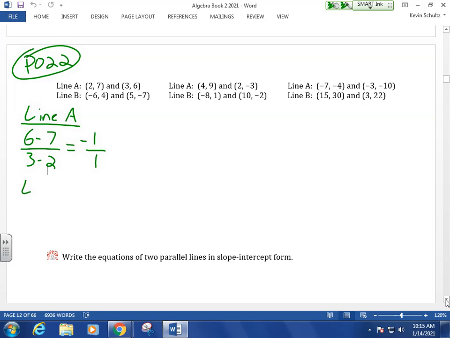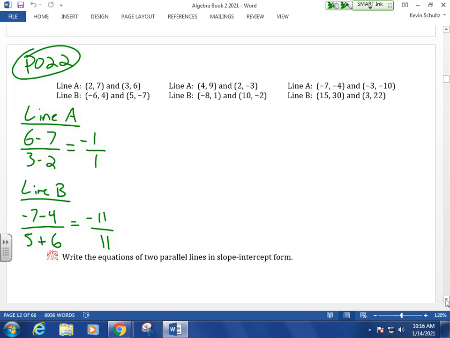Then in line B, we're going to subtract -7 minus 4 and 5 minus -6, or 5 plus 6. And that gives us -11 over 11. And that's all we need, right? All we need to look for here is the slope. Parallel, perpendicular, or neither?